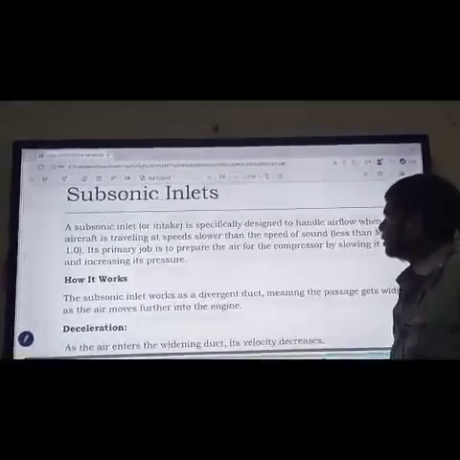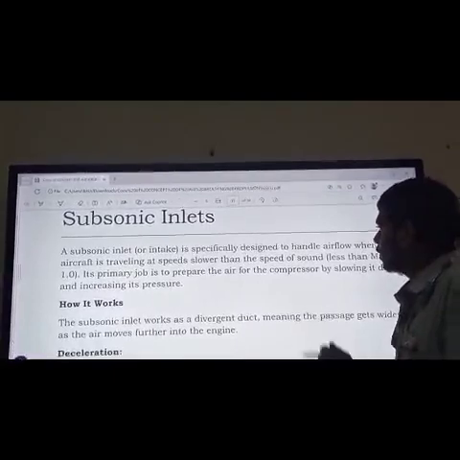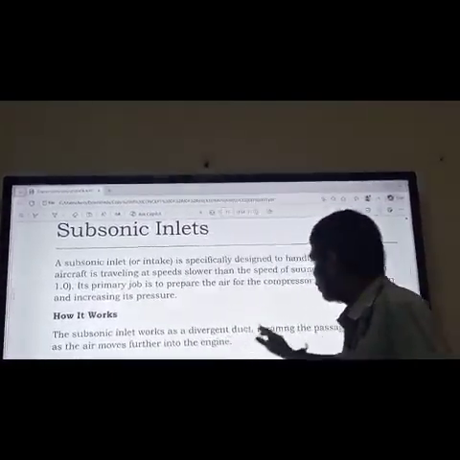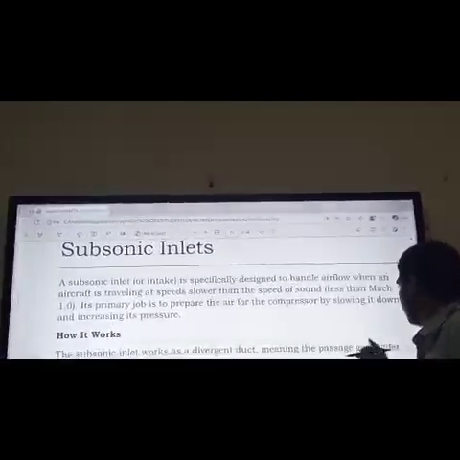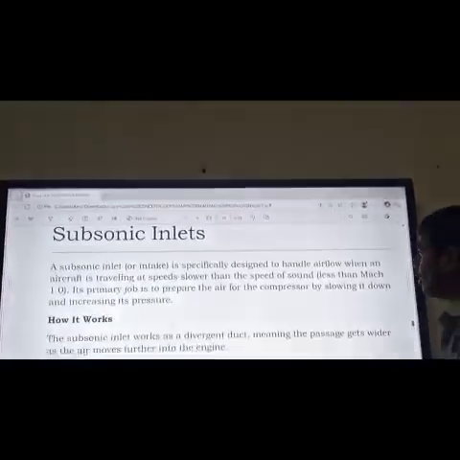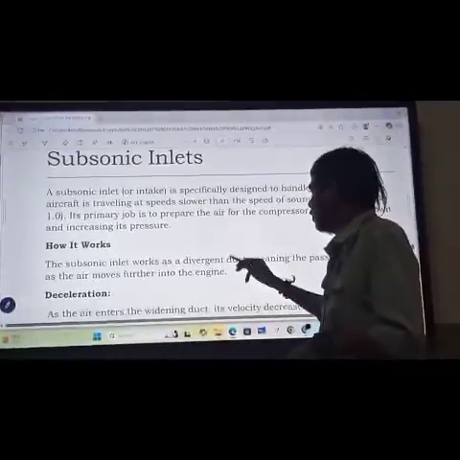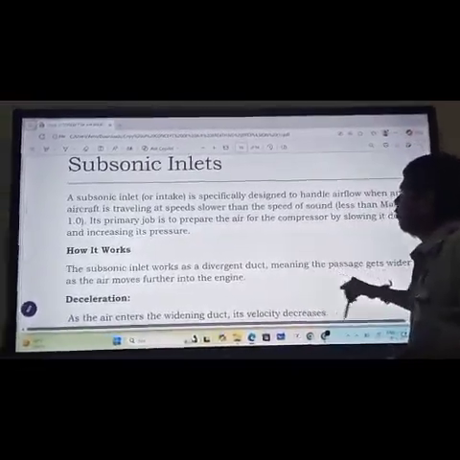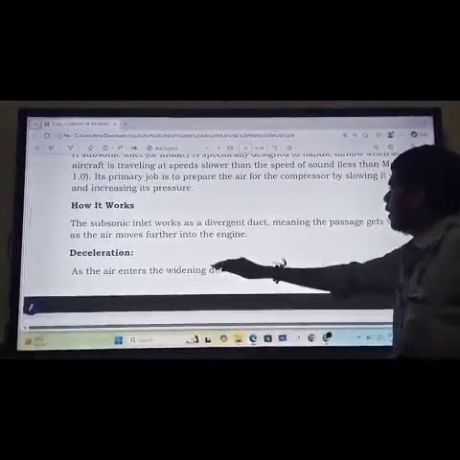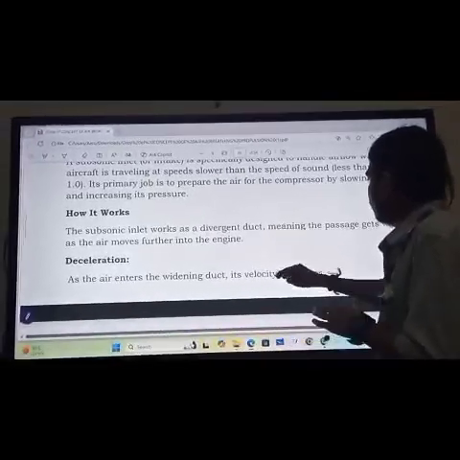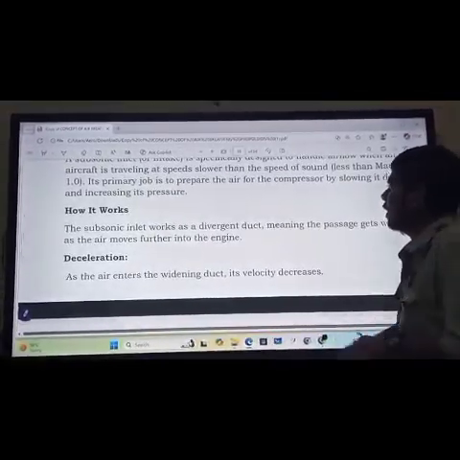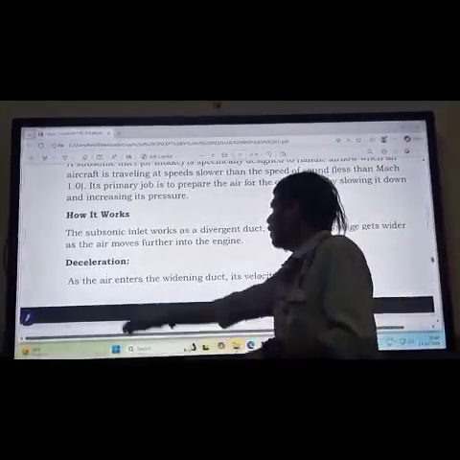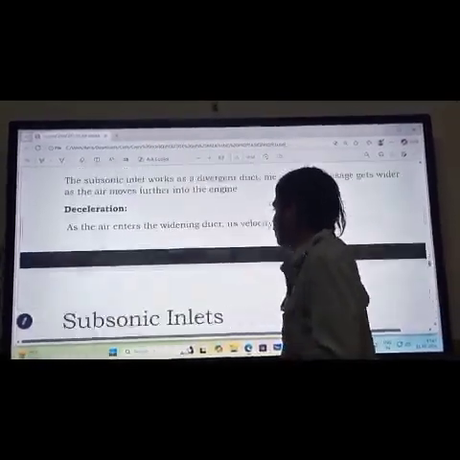So let's come to the subsonic intake. How does it work? The subsonic intake works as a diffuser, where the passage gets bigger as the air moves further into the engine. Deceleration: as air enters the passage, its velocity decreases, and at that time deceleration happens.